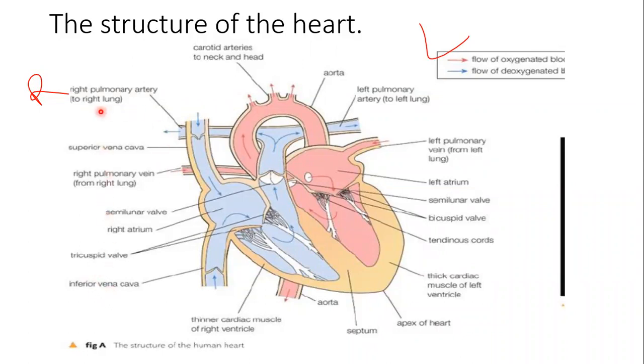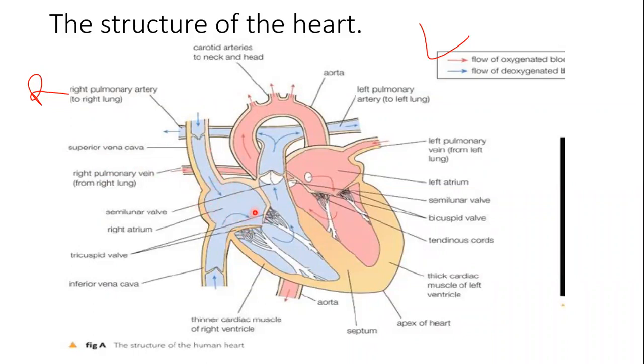The superior vena cava is going to bring deoxygenated blood from the head and neck. So specifically from the head and the neck, it is going to bring your deoxygenated blood. Inferior vena cava is going to bring it from the rest of the body. Along with that, what happens? The blood is going to enter into the atrium.